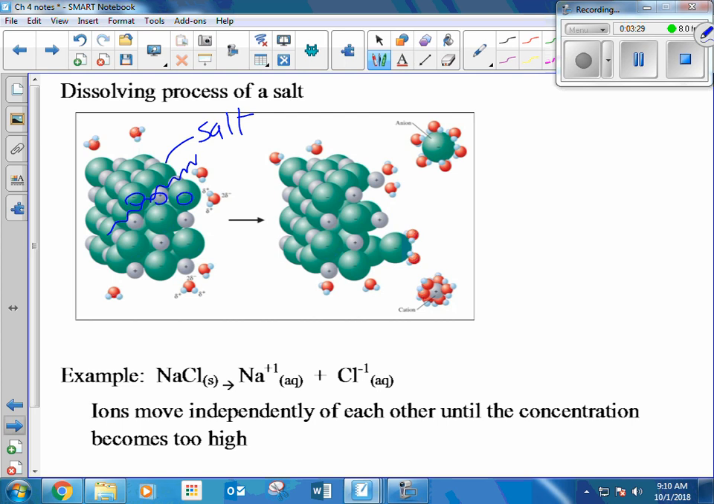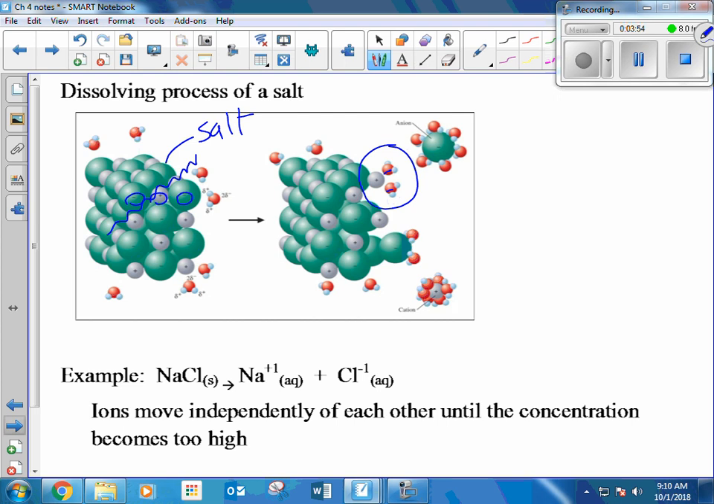So you can see over here, if you focus in on this part right here, we have the water molecule coming in to dissolve that salt. And the positive side of the salt crystal, the cation, is being attacked by the negative side here, the oxygen. And so there's an attraction there.